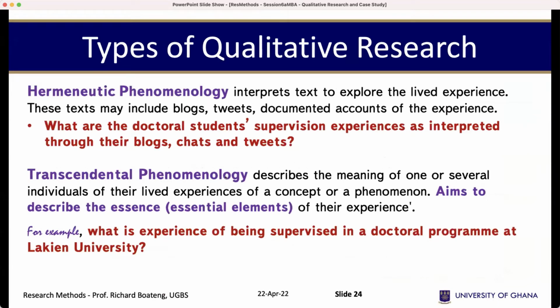transcendental phenomenology. Okay. But let me just tell you, the biography that you see, when somebody writes a biography of somebody, it's actually a lived experience. Don't you see it? So biographies are usually coming out of phenomenological research.